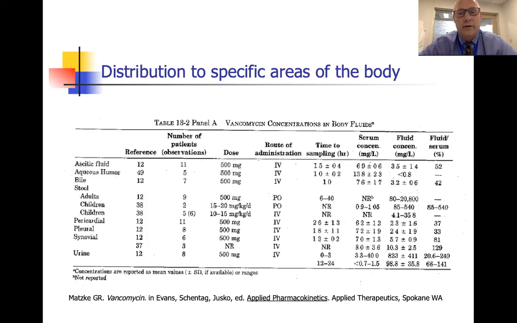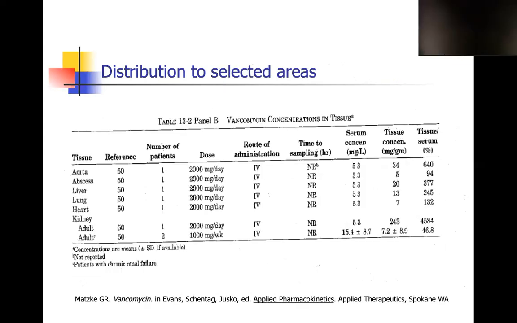Also, you don't get very good absorption when you give it orally. You can see that one reference basically saw only 1 microgram per ml for children. And so that's something that is important. Additionally, if you just look at the urine concentration, you know, very high concentrations in the urine. That's where it all eliminates. So that's something that's good to keep in mind.